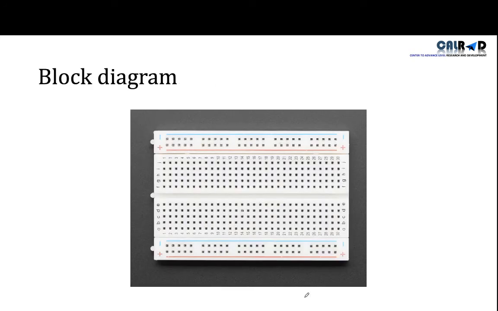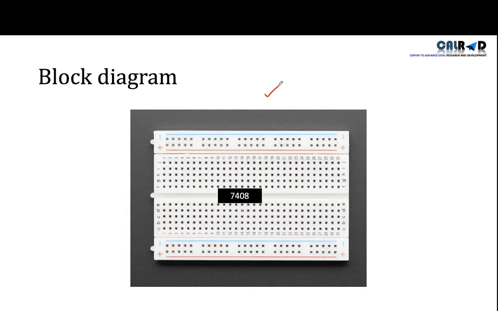So let's start building the block diagram. The first step is to take the breadboard. This is the breadboard, and as you know there are different types of breadboard. This is the mini breadboard which we are taking because we are using it for only one application, an AND gate. So the mini breadboard is quite enough for this.